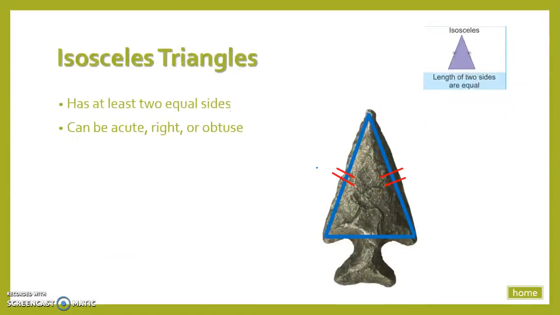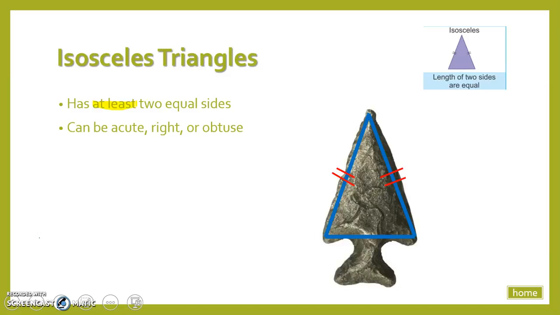The next triangle we have is the isosceles triangle. This triangle has at least 2 equal sides. Notice at least. That's a keyword right there. We'll highlight that so we can see at least 2 equal sides. These can be acute, right, or obtuse.